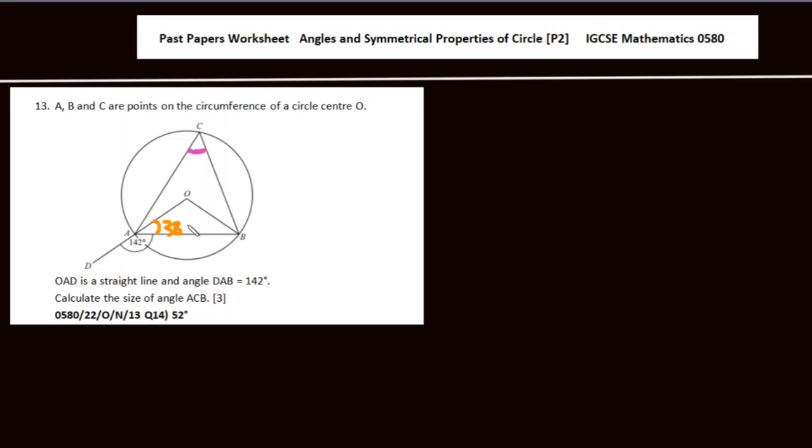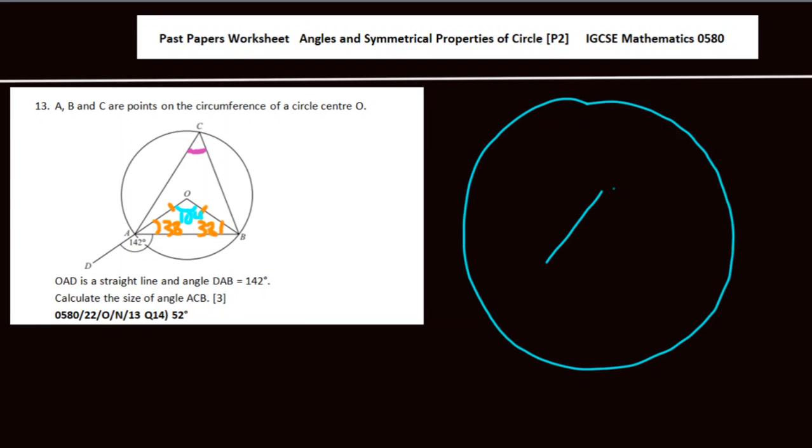Now if this is 38, then this is also 38. Reason? Because that's an isosceles triangle, because both of these are the radii. So that makes this an isosceles triangle. Now we can find the upper angle by doing 180 minus 38 minus 38, which gives us 104.